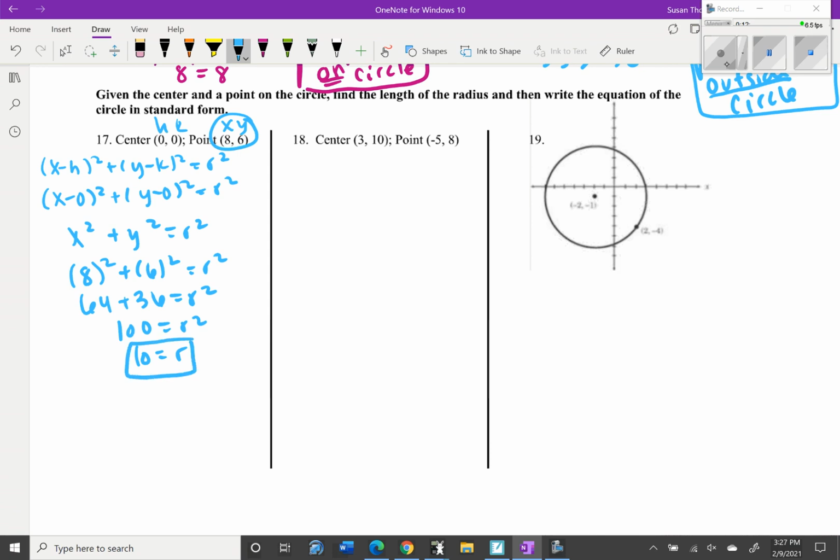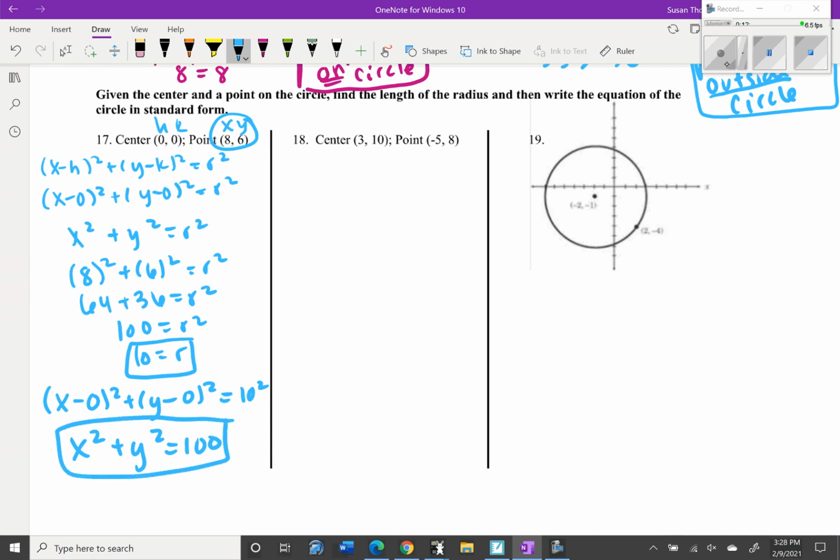So when writing our equation, remember we use our h and our k, which is of course 0, and the r squared. So we have x minus 0 squared plus y minus 0 squared equals 10 squared. Because remember, it's always your h and your k. So x squared plus y squared equals 100. So that would be the equation of our circle. And the length of the radius we already said was 10.